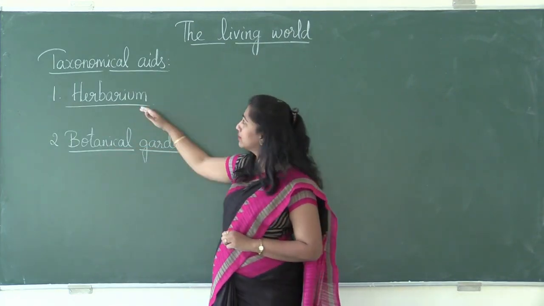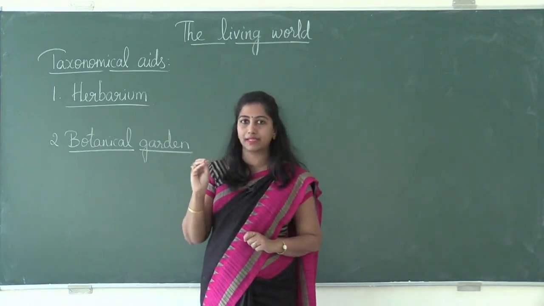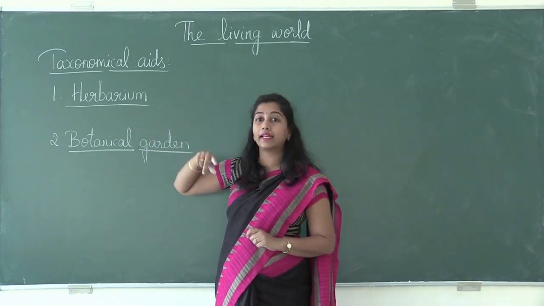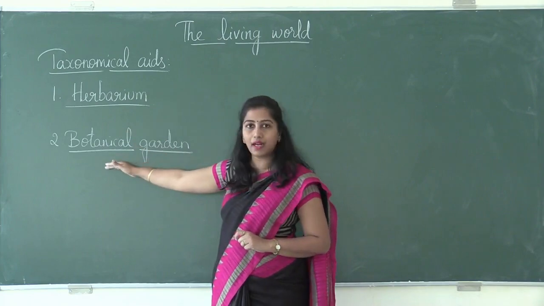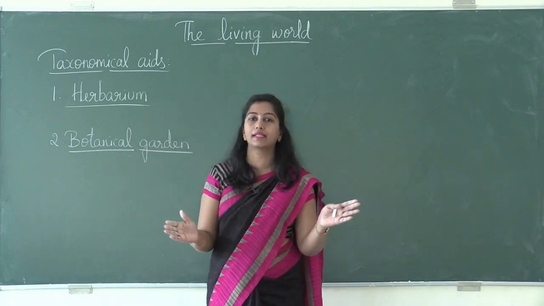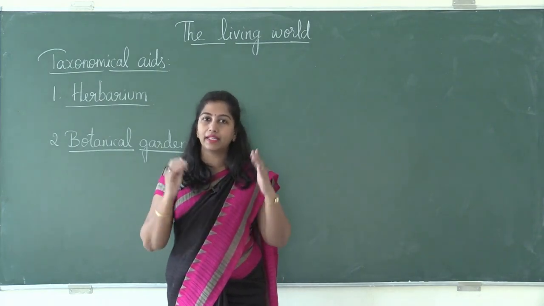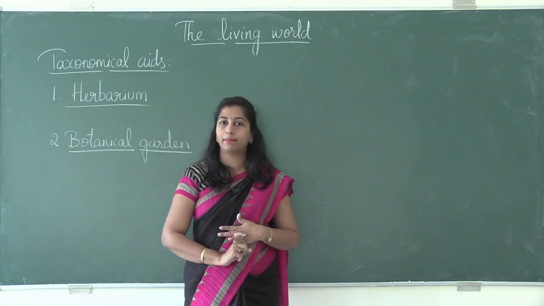In both taxonomical aids we are actually studying about the plants. But in a herbarium, plants are dried and preserved. So it's a dried specimen in a herbarium. Whereas a botanical garden is a garden which has the live specimens or the live plants, and we get the information about its botanical name and the family to which it belongs.